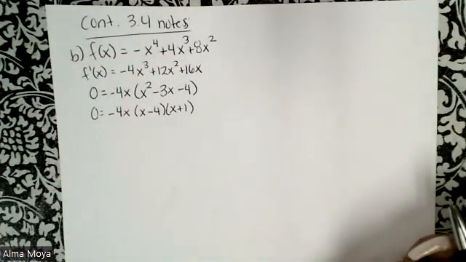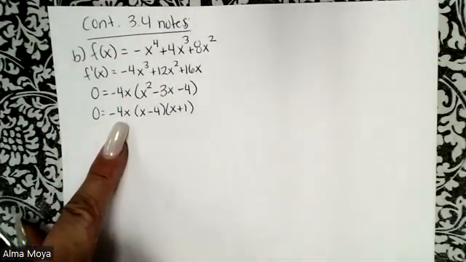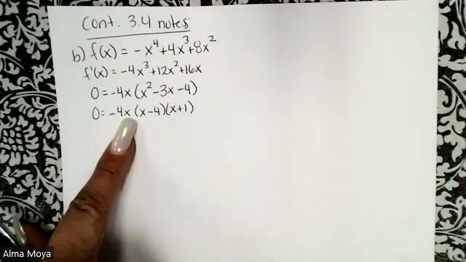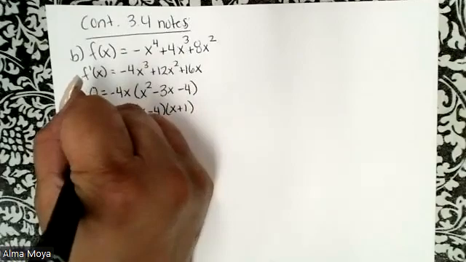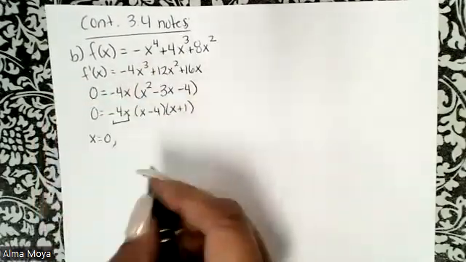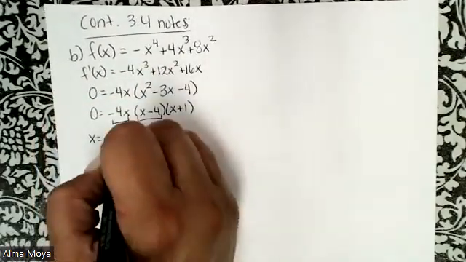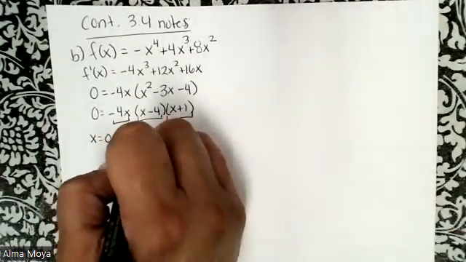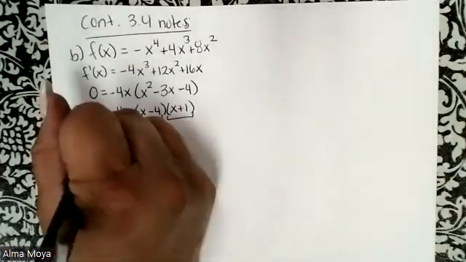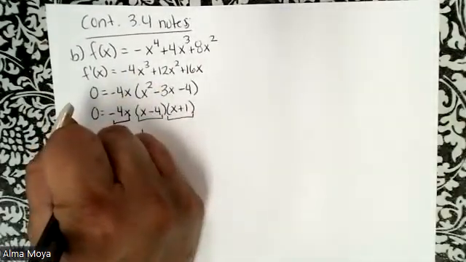When you do the zero product property, you set each part equal to 0 because there is a variable there. So when I set negative 4x equal to 0, I find x equals 0. When I set x minus 4 equal to 0, that's going to give me a positive 4. And when I set x plus 1 equal to 0, I'm going to get a negative 1. So these right here are your critical points, or your critical numbers.